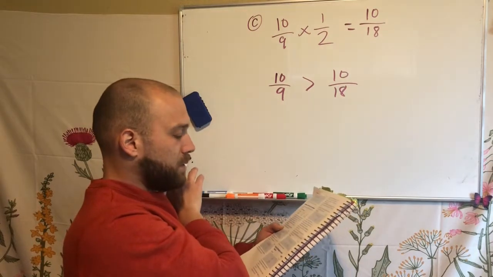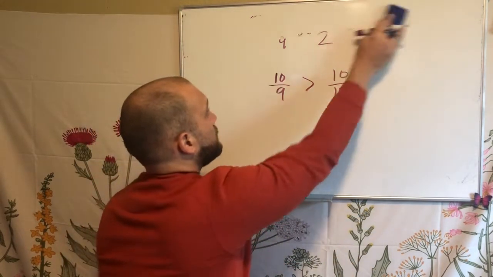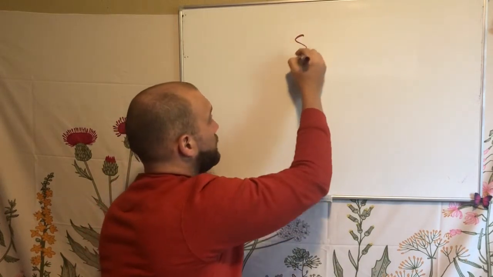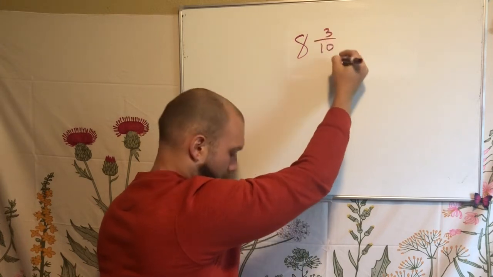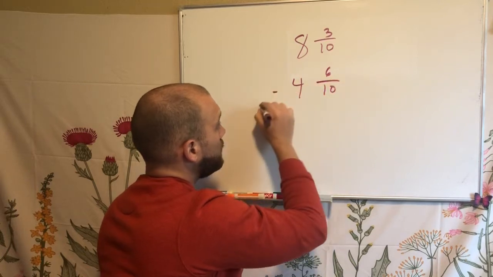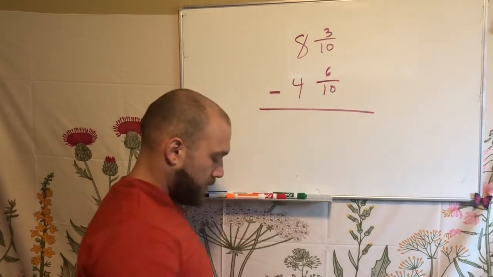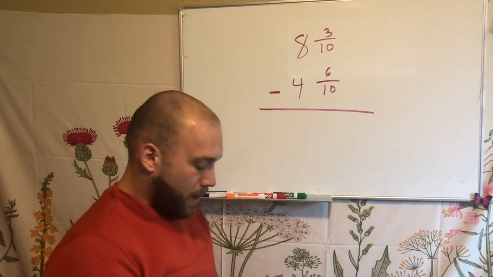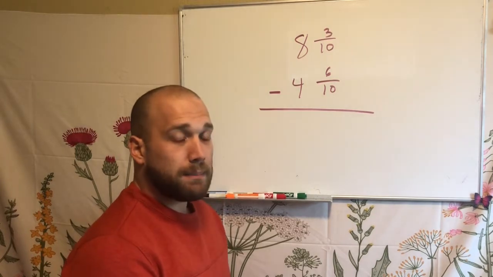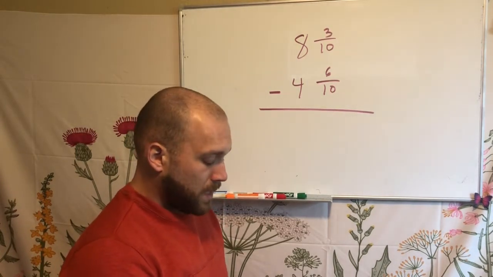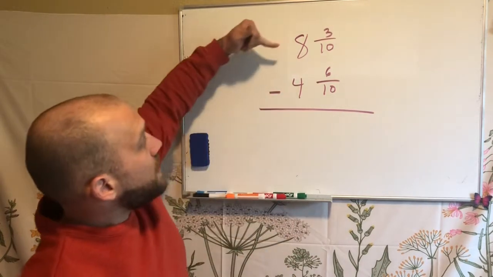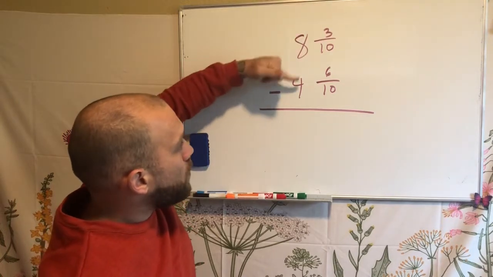All right, let's move on to mixed number operations. Here's a problem for you. Subtraction. Getting tricky. This mixed number problem subtracts. Okay, there's our subtraction symbol. Read the problem. The problem should be read as 8 3/10 minus 4 6/10. 8 3/10 minus 4 6/10.